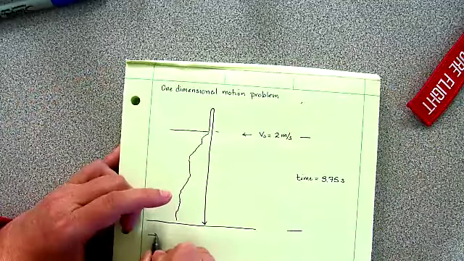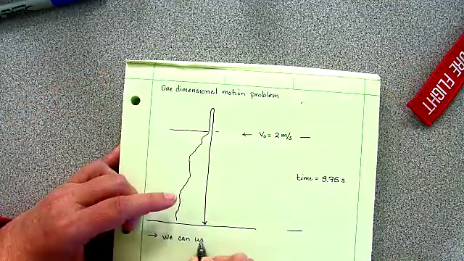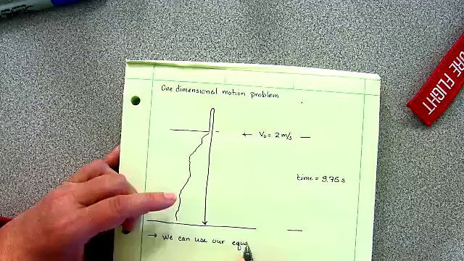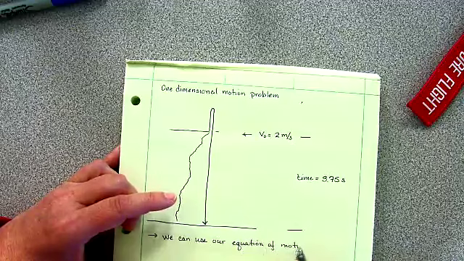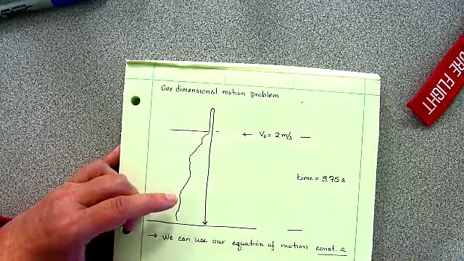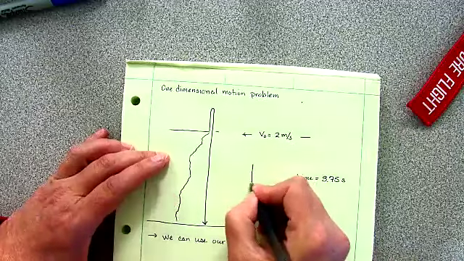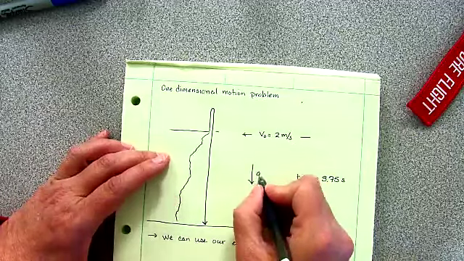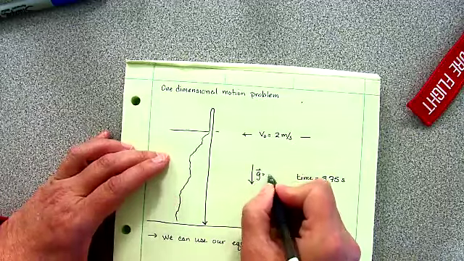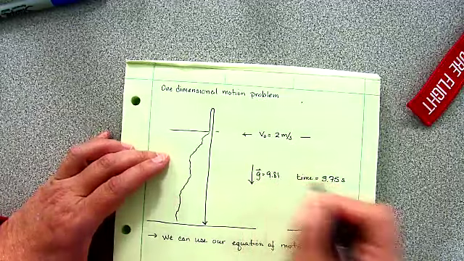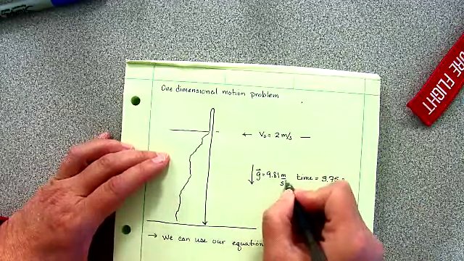Some things we know, we can use our equations of motion, because we have a constant acceleration. And the constant acceleration that we have is going to be gravity. It's going to go down, and we're going to use 9.81 meters per second squared.